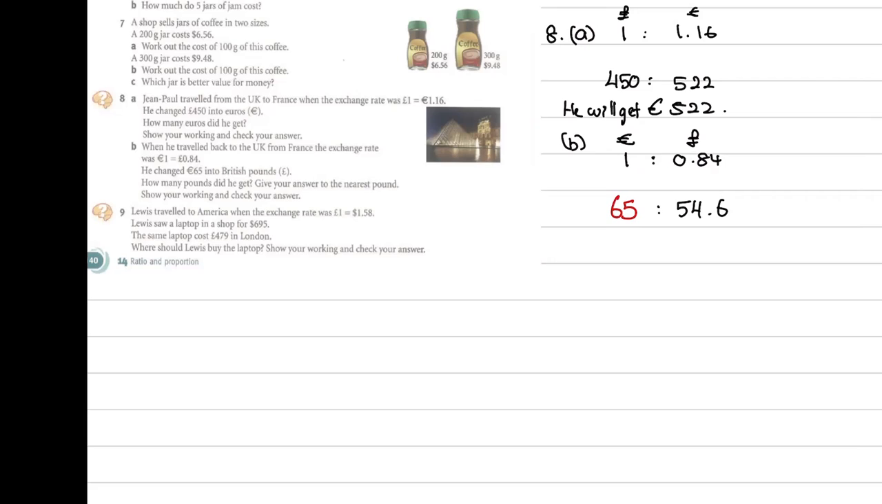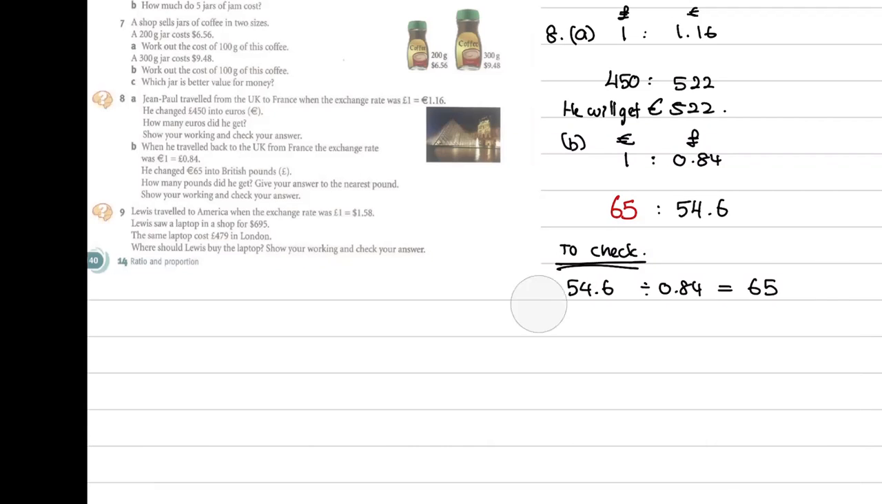They ask us to show how we check. To check, we need to convert it back. So all we need to do is take 54.6 divided by 0.84. Then we get 65. Yes, that's how we count.